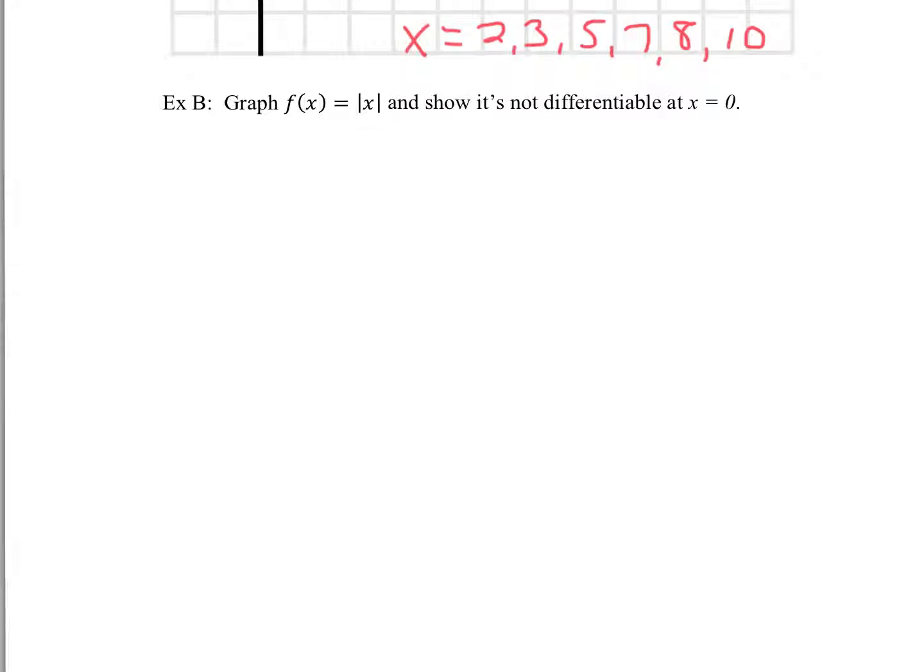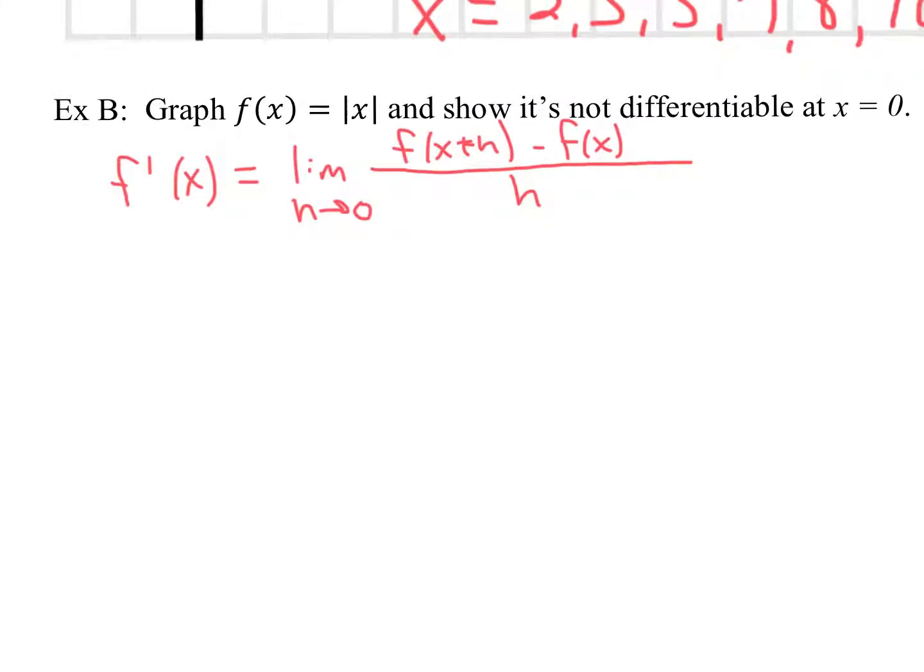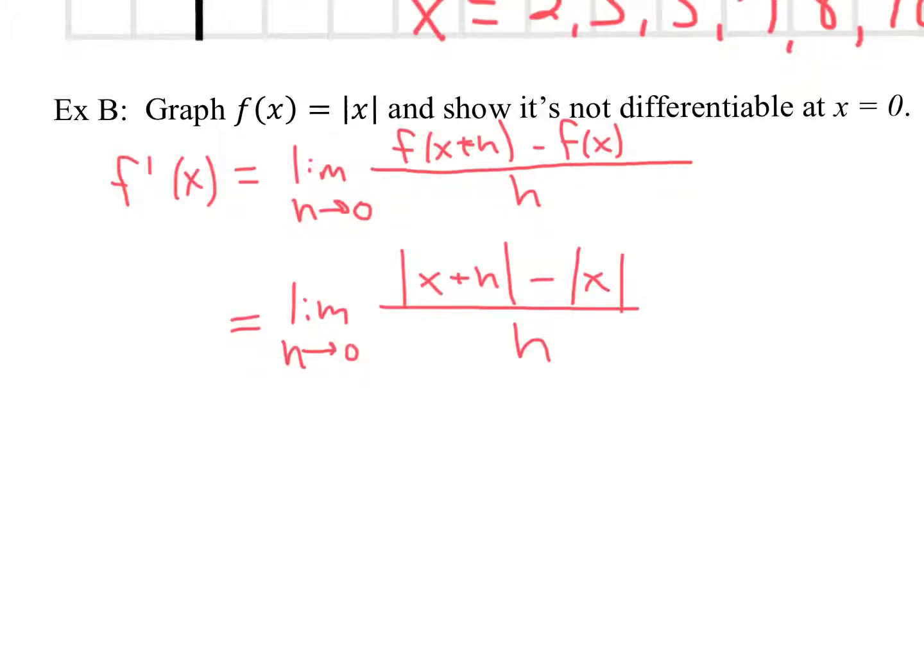So let's find the derivative by the definition. Just to remind you what the definition is, f prime of x is equal to the limit, as h approaches 0, of the difference quotient, f of x plus h minus f of x, divided by h. At this point, we can't substitute 0 in for h, because if we did, this will be undefined. We'd be dividing by 0.